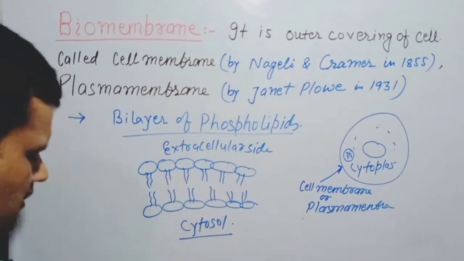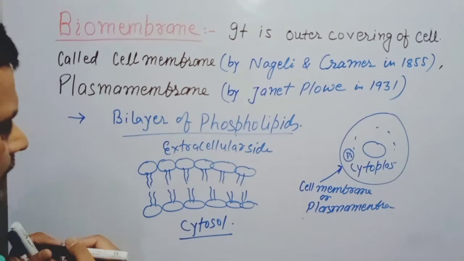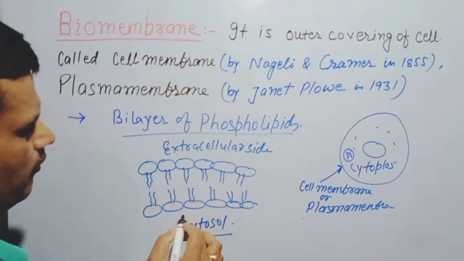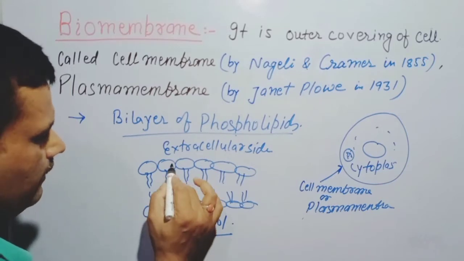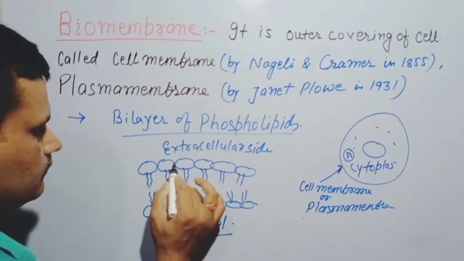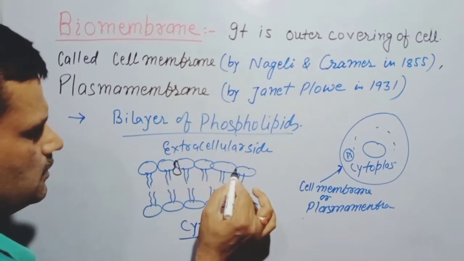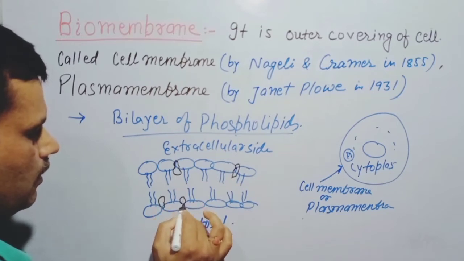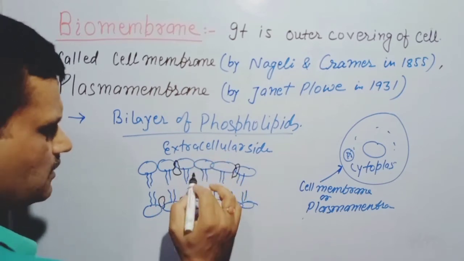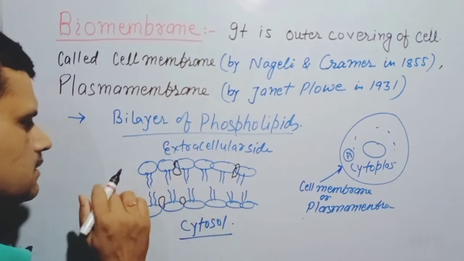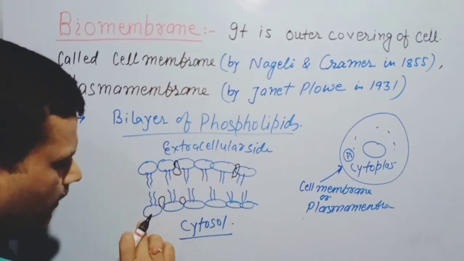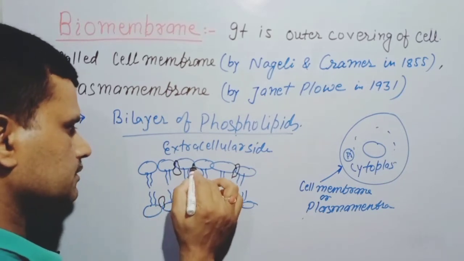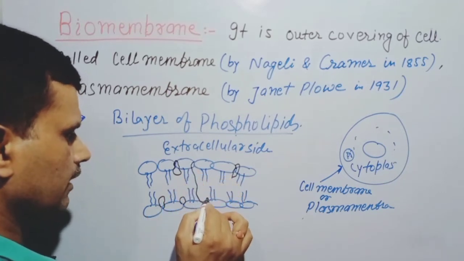And within this phospholipid, a special protein, which is a membrane protein, is also embedded in between them. This type of arrangement is also present. And some proteins act like a tunnel, that means the upper leaflet and lower leaflet are connected by those proteins, which are called tunnel proteins.